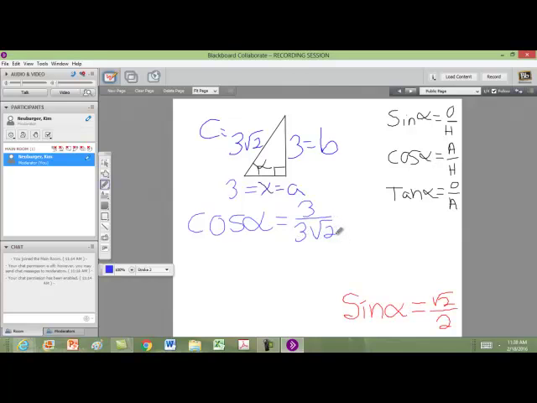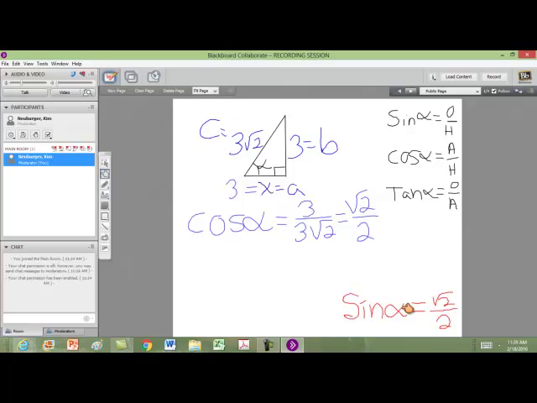Now, wasn't that exactly the same thing our sine was? Our sine simplified to this, but it did start out as 3 over 3 root 2. So since we've already simplified it into this square root of 2 over 2, we know that this one's going to do the same thing. So we know our cosine is just going to be square root of 2 over 2. Now notice your cosine and your sine are exactly the same.